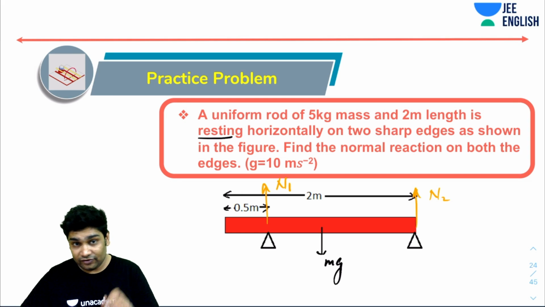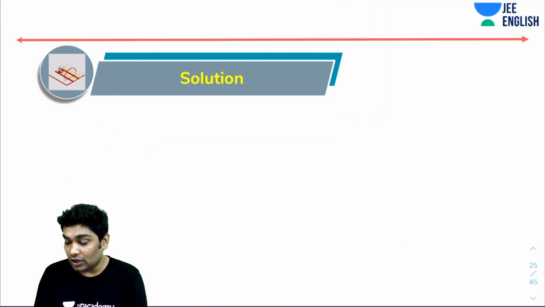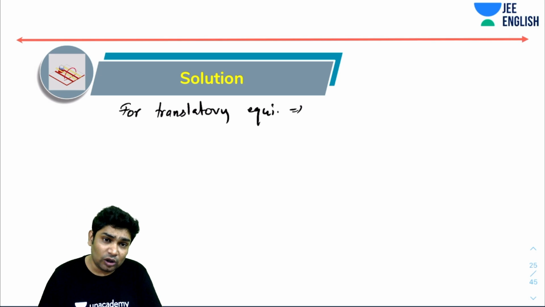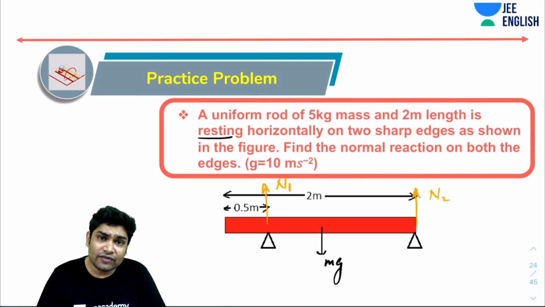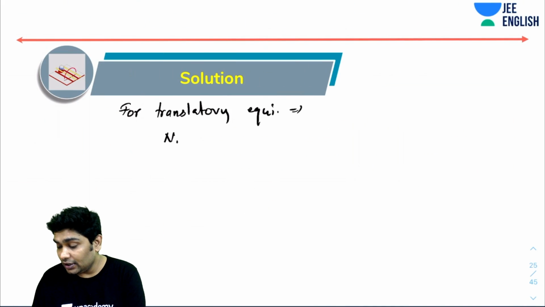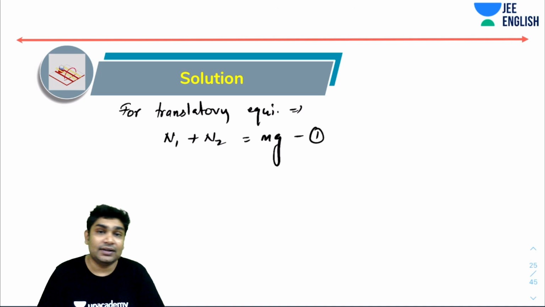So first I can write equations for translatory equilibrium. What can I say? That the net sum of all the forces must be zero. Now all these forces are in the y direction only. So can I say that N1 plus N2 must be equal to mg? I hope everybody agrees.